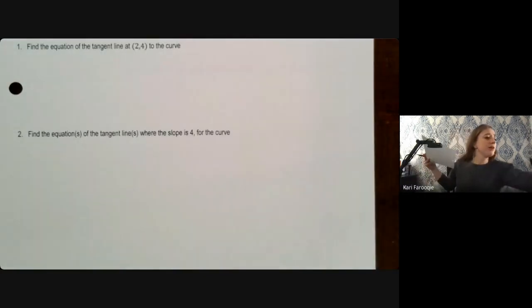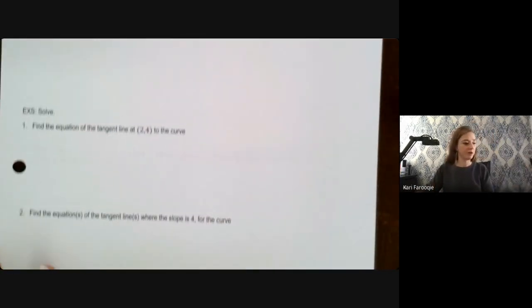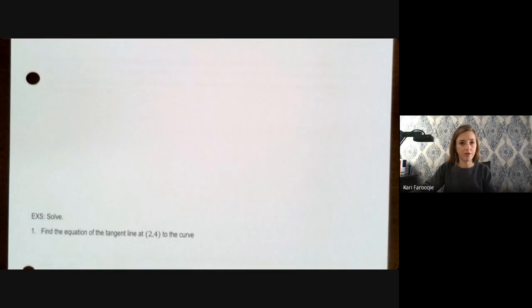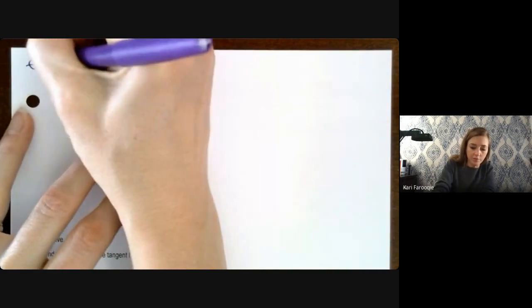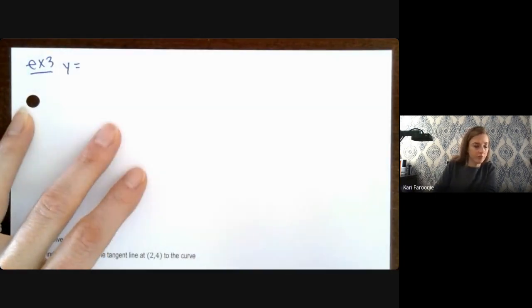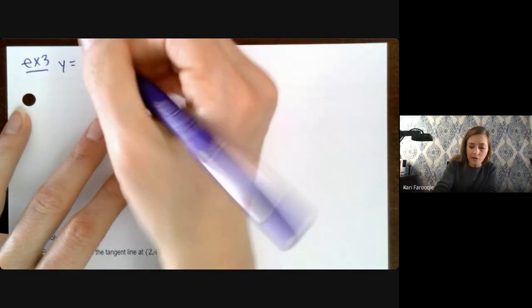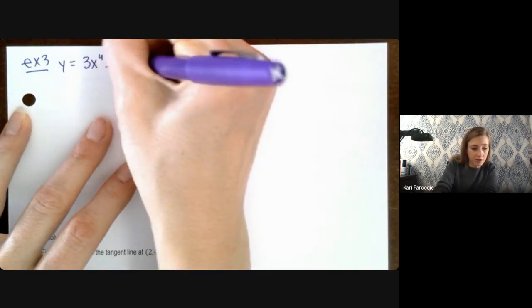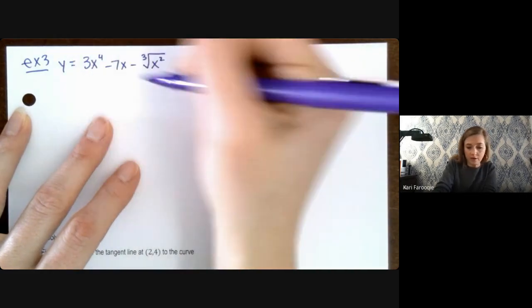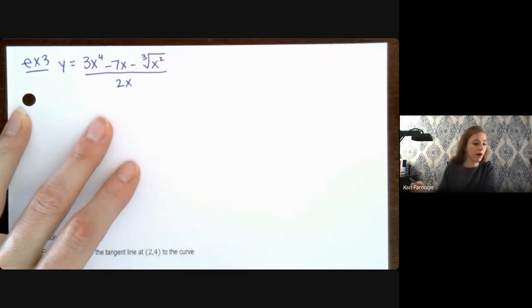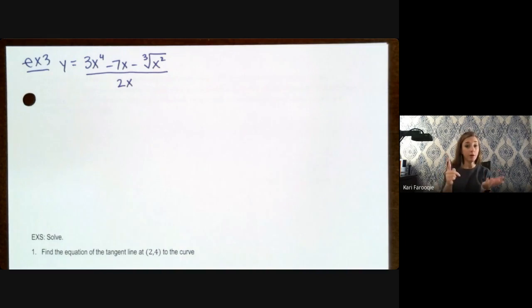I seem to have lost my page 1. Oh, here it is. Okay. Excellent. Okay, so let's do another one. I've got one more example here that I'm going to put for you on the top, and it's basically illustrating this same idea. So this will be example 3, and it's y equals, and I'm going to give you a fraction here. The numerator is 3x to the fourth minus 7x minus the cubed root of x squared, divided by 2x. Okay. So remember, you can't just rewrite the numerator and take its derivative and then divide it by the derivative of 2x. You cannot.